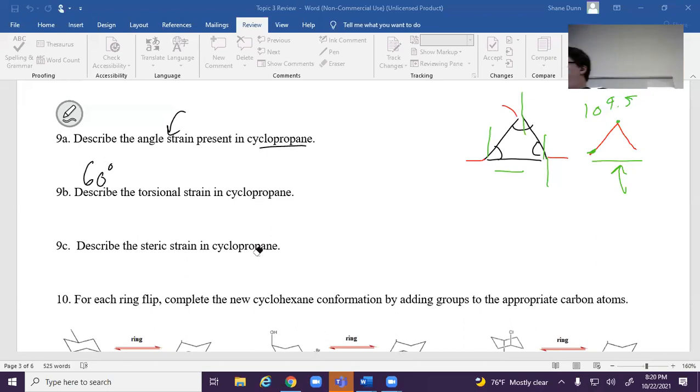No. Because it can turn. This can turn, this can turn, this can turn, right? Low torsional strain. But there's some, yes, and lower. This would be an example of steric strain. Technically fix it, well, because these are interfering with each other, right? Electron positive. But you can fix it with torsional.